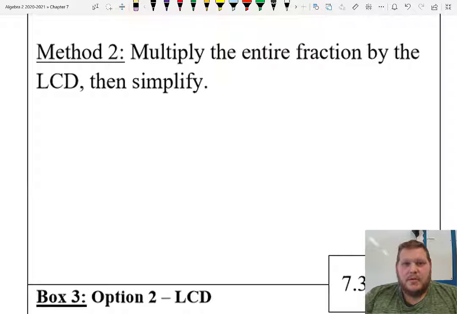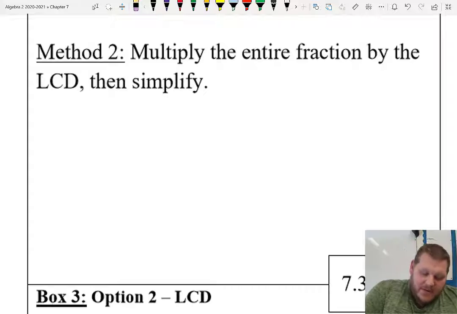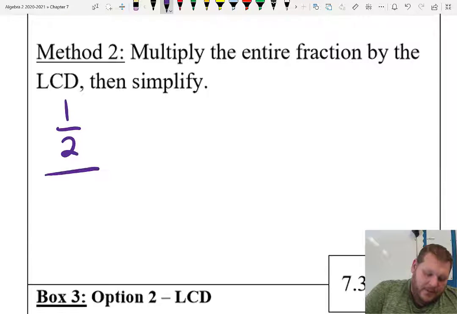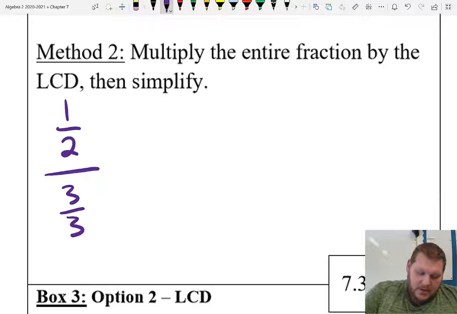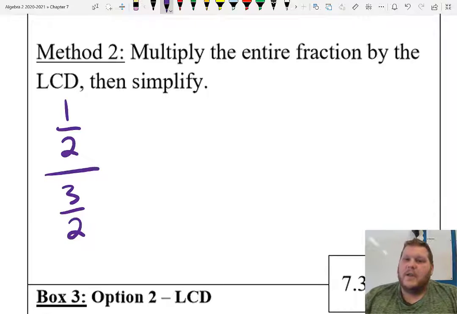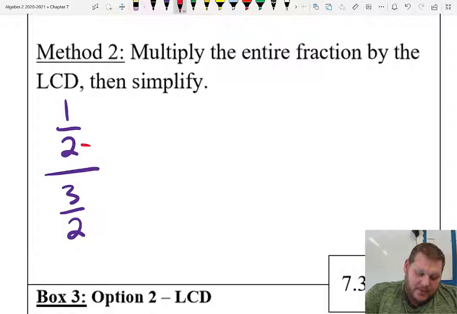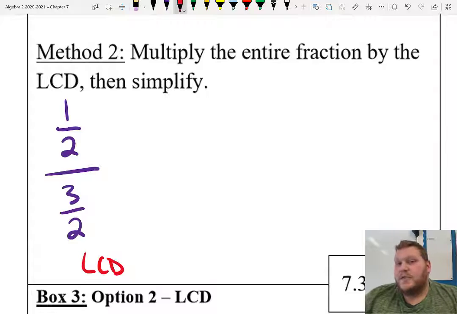Our second option is to find the LCD of both the numerator and the denominator and multiply by that number. So if we started with the same complex fraction, 1/2 all over 3 over 2, if I were to identify the LCD of my denominators, I have 2 denominators, there and there, right? My LCD, my least common denominator of those 2 denominators, is just 2.